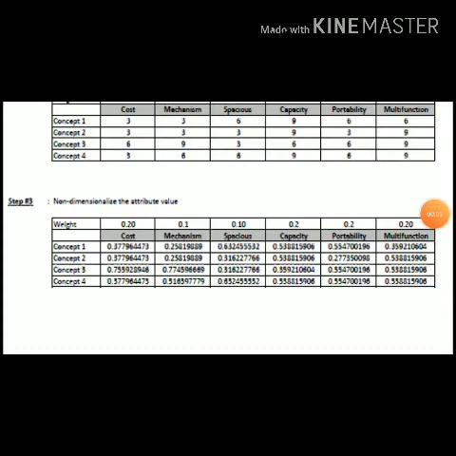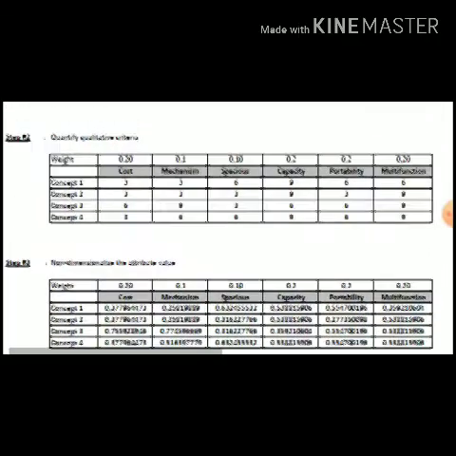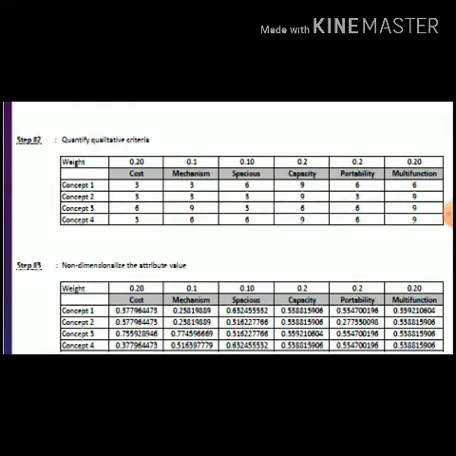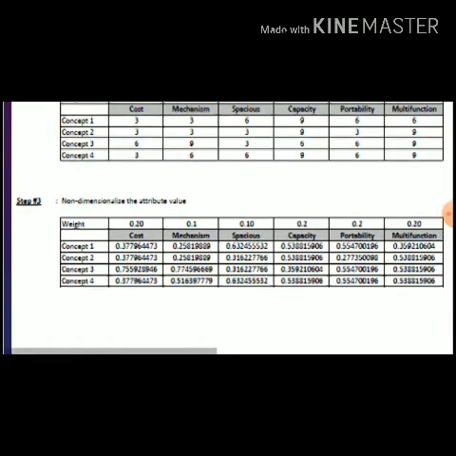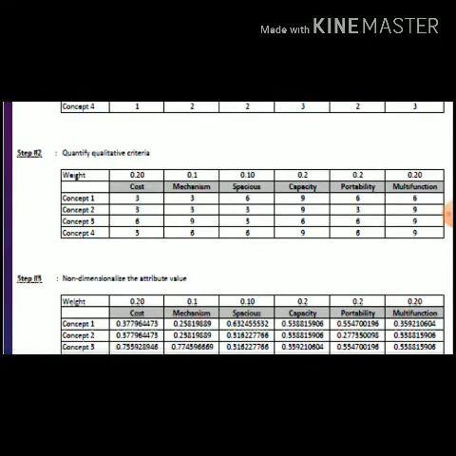Okay, moving on to step number 3, non-dimensionalize the attribute values, or in simple words, normalize the numbers. Since in step number 2 we have thankfully been using the same version of numbers, which are 3, 6, and 9, let me give you an example of how we get the first criterion, which is cost versus concept number 1, with the score of 0.37796. This simply comes from step number 2. When you go under criterion cost versus concept number 1, you will have a score of 3.